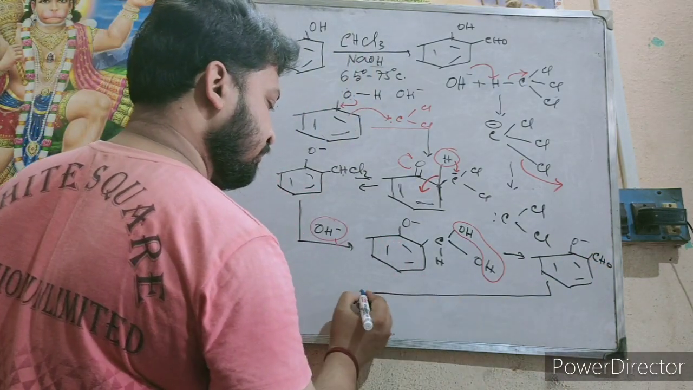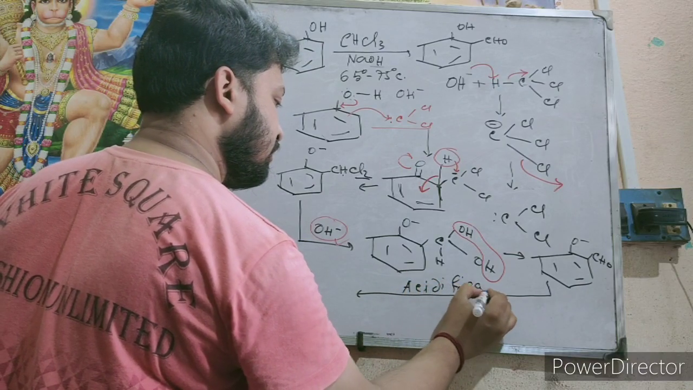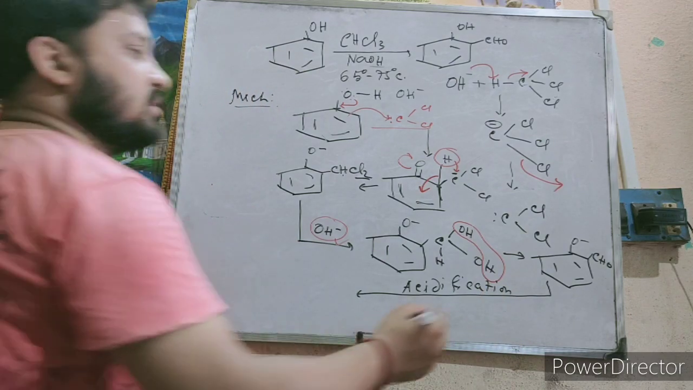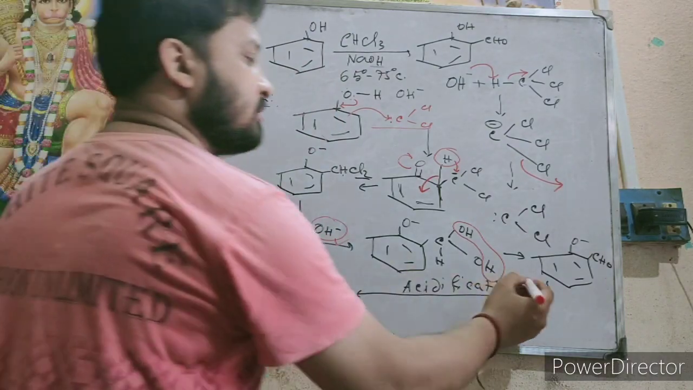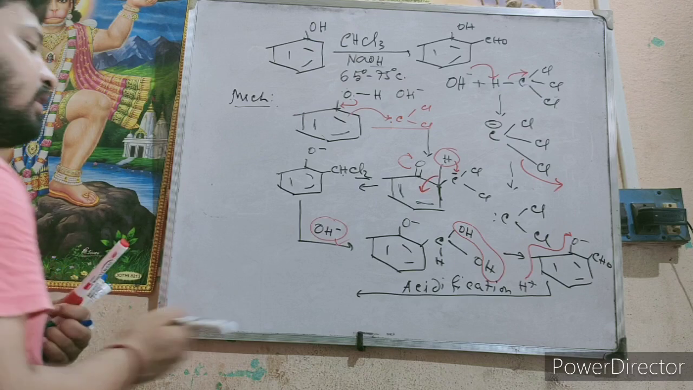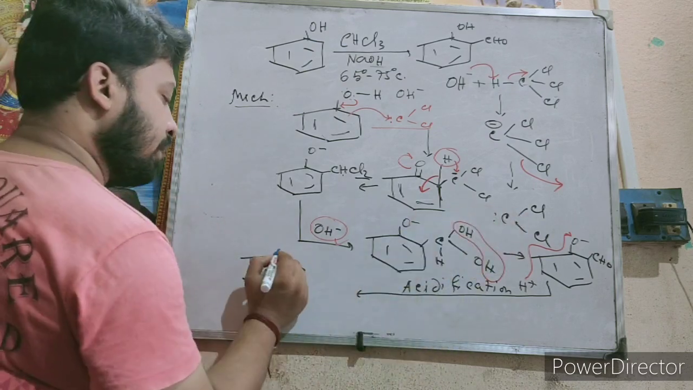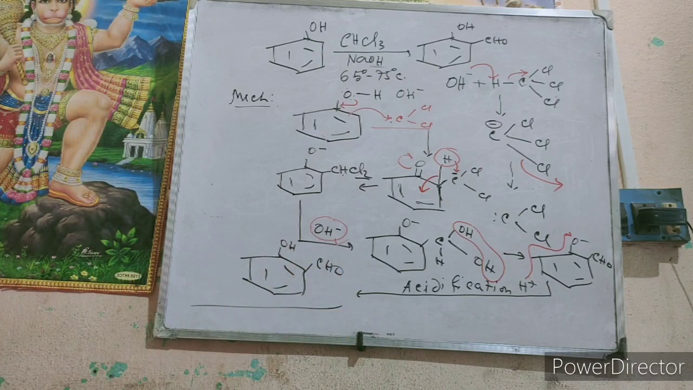Now acidification. Acidification means H plus is given. So H plus goes to this oxygen. Finally you get OH and CHO. This is salicylaldehyde. So the mechanism is like that.